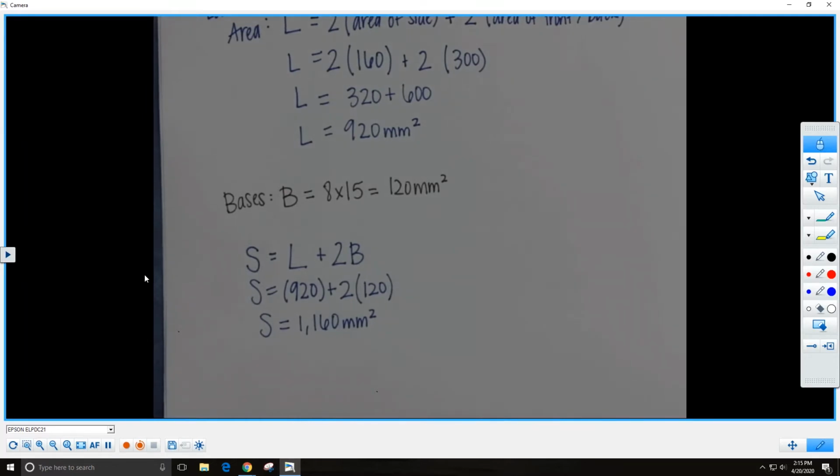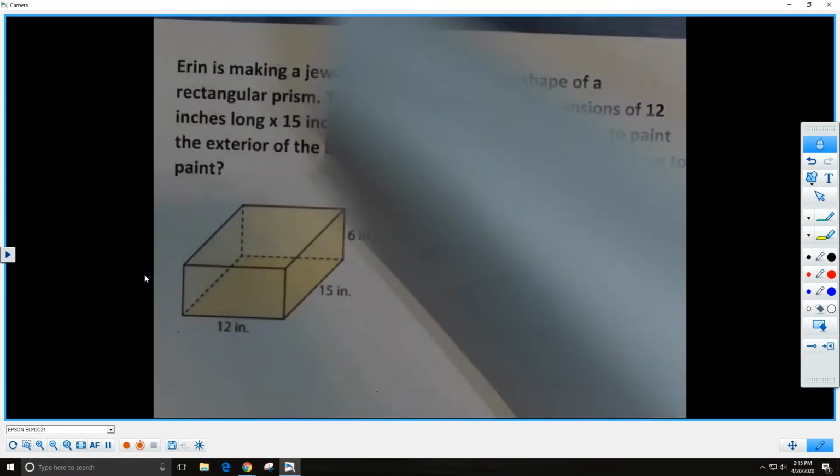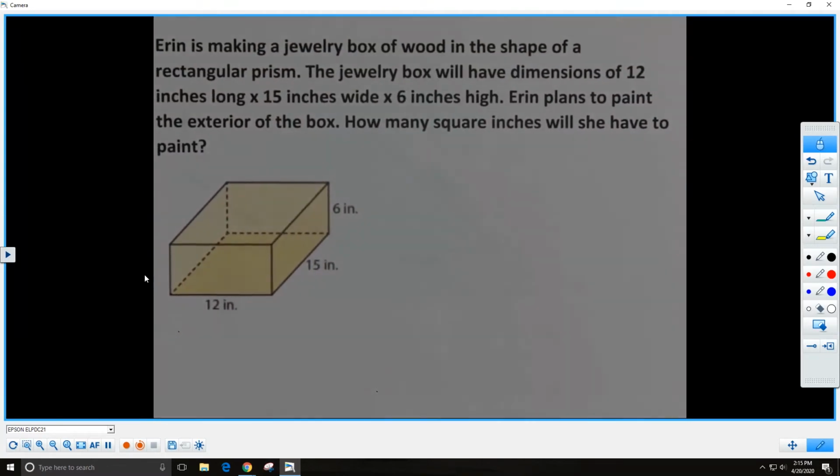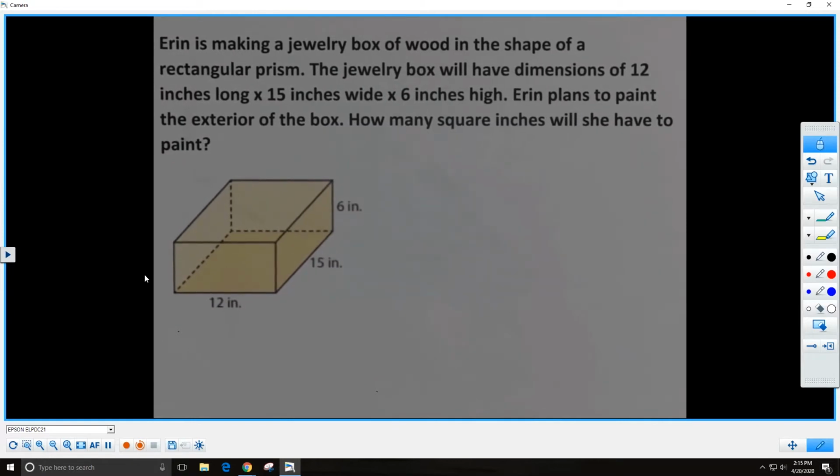Great work. Let's see how we can use surface area to solve a real-world problem. Aaron is making a jewelry box of wood in the shape of a rectangular prism. The jewelry box will have dimensions of 12 inches long by 15 inches wide by 6 inches high. Aaron plans to paint the exterior of the box. How many square inches will she have to paint? What is this problem asking for? Yep, it is asking us to find the surface area. I've drawn a diagram of that here. You can copy that down on your paper if you would like to.